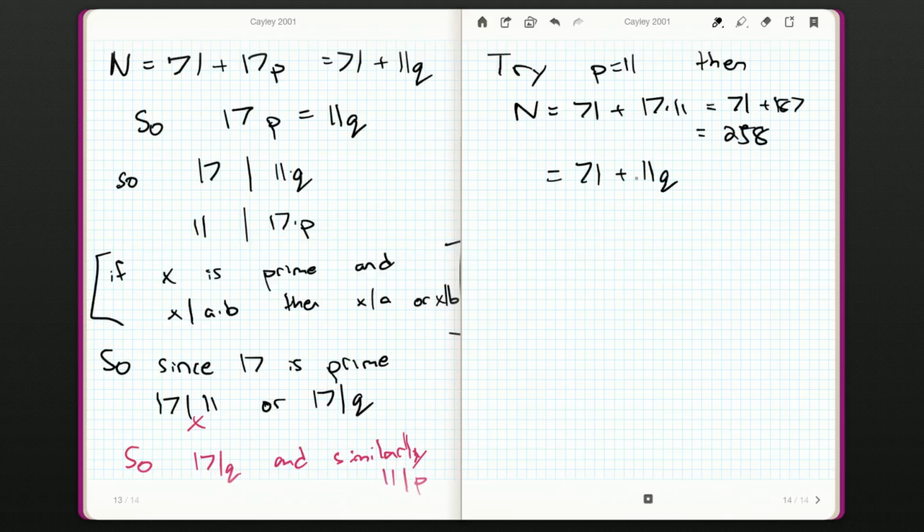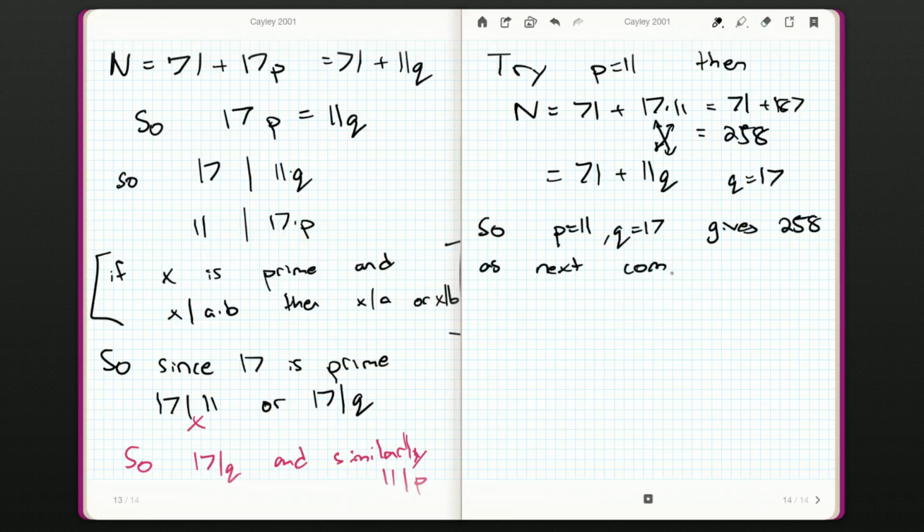And we want that to also be in the other sequence, so it's got to be 71 plus 11q, and q had better be a multiple of 17. Well, it turns out that these two are the same, so q has got to be 17. That gives 258 as the next common term.